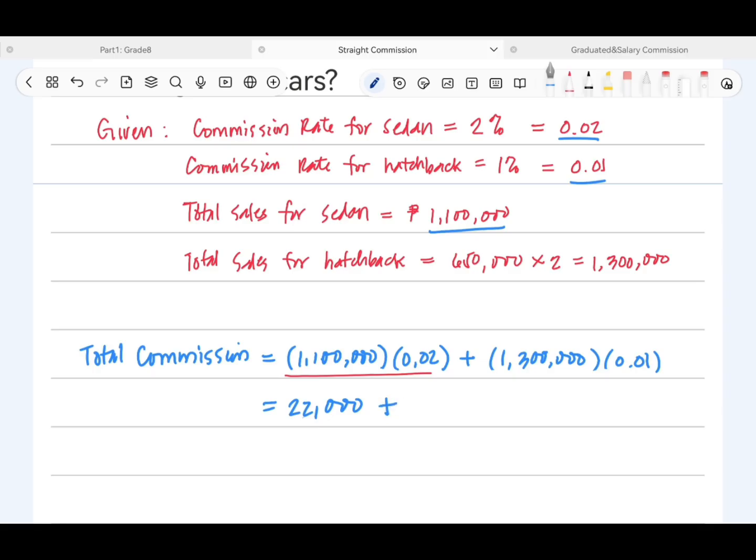Plus, let's multiply 1,300,000 times 0.01, and that is 13,000. And to get his total commission, we need to add 22,000 plus 13,000, and that will give us 35,000. So therefore, the total commission of the salesperson is 35,000 pesos from selling the two cars.